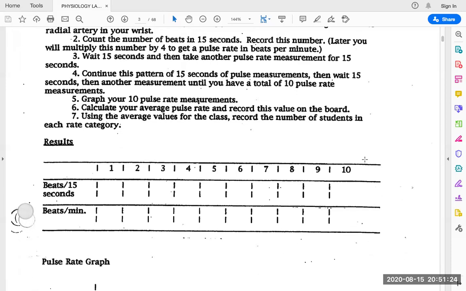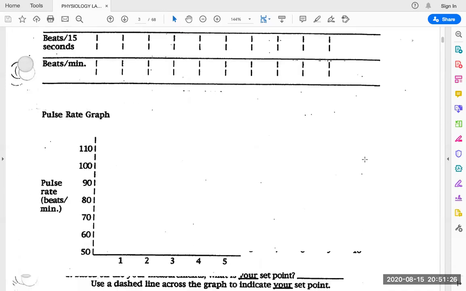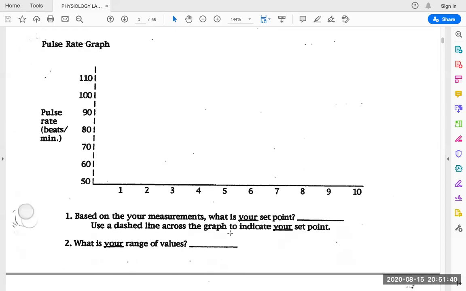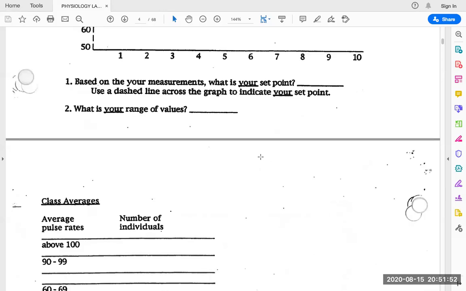We won't be doing this in a group, but then you'll calculate your average. You'll calculate out your pulse rate in beats per minute in each of the 10 trials that you did. And then you'll calculate out the average. So you'll add them all together, divide by 10, and you'll use a dashed line across the graph to indicate your set point. You'll also tell me your range of values, which will just be the lowest heart rate to the highest heart rate. So that's how you will do the first procedure, the pulse rate graph.